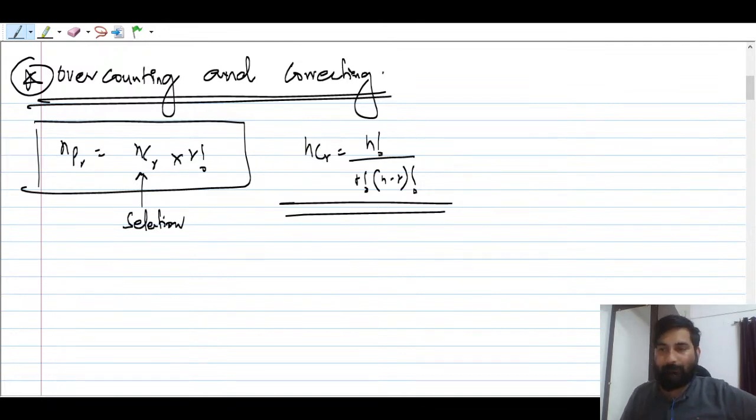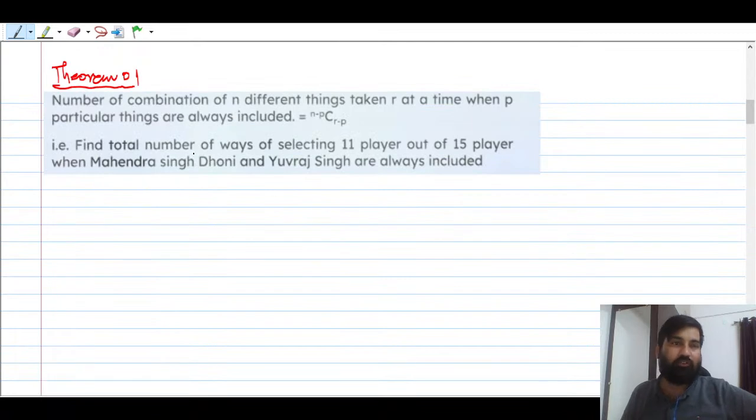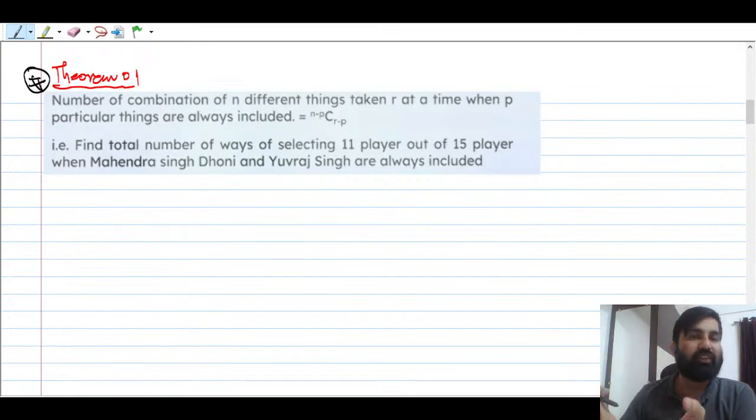Fine. Moving forward, we will take one theorem here, and this theorem is important, guys. By reading this theorem you might not understand, but once we solve the problem, you will understand.